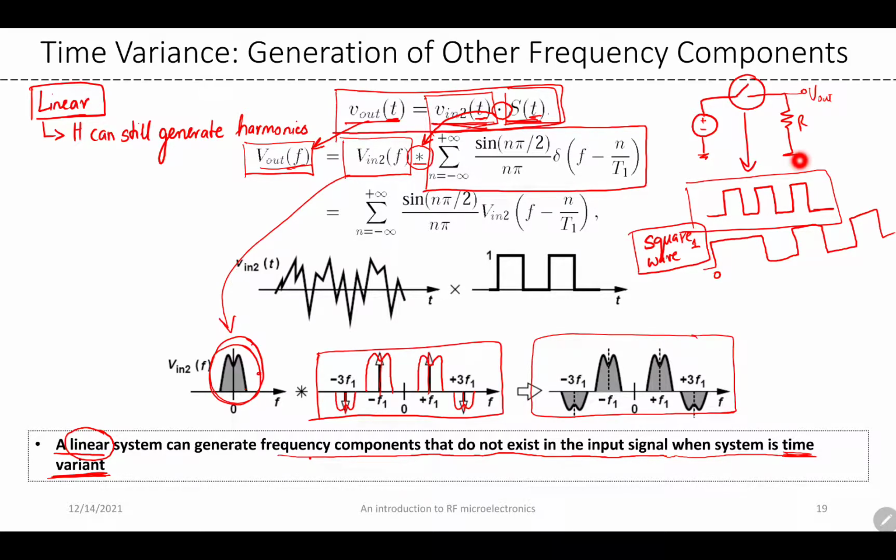So now we have generated harmonics, right? We have generated harmonics, remind you, from a linear system. And what's the catch? The catch is that the system should be time variant. This is an important point, and I want you to remember this point for the rest of this course, that linear systems can also generate harmonics if they are time variant. And with this, I'll end this lecture on core principles. In the next lecture, we'll look at nonlinearities in RF systems.